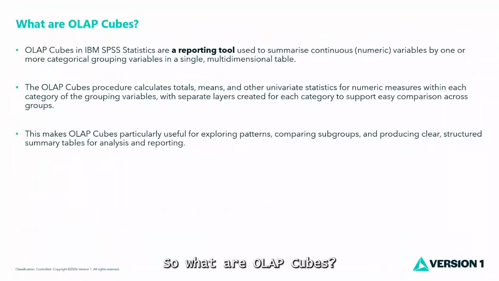So what are OLAP Cubes? Well, they're a reporting tool where you can summarize continuous variables by one or more categorical grouping variables. And you'll see this in a single multidimensional table. Now, the procedure calculates totals, means, and other univariate statistics for numeric measures within each category of the grouping variables, with separate layers created for each category.